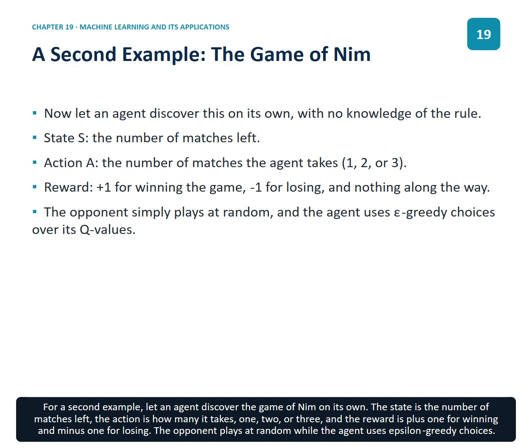For a second example, let an agent discover the game of NIM on its own. The state is the number of matches left. The action is how many it takes, 1, 2, or 3, and the reward is +1 for winning and -1 for losing. The opponent plays at random while the agent uses epsilon greedy choices.